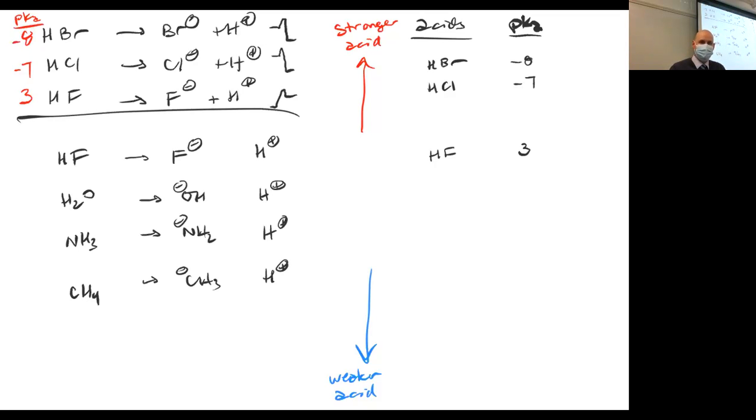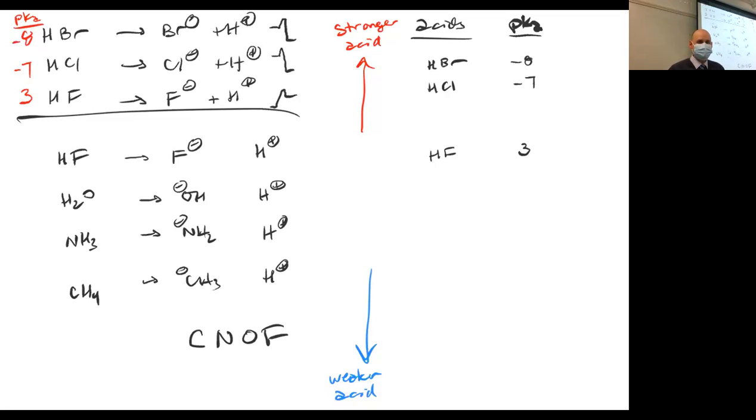These are all within the same row. So here we're comparing fluorine to oxygen to nitrogen to carbon when they all have anions. Once again, we can compare these pretty directly. What's more stable? Look at the periodic table if you need to. It goes CNOF. Who's more electronegative? Fluorine. So which of these negative charges is more stable? Fluorine, and then oxygen, and then nitrogen, and then carbon.